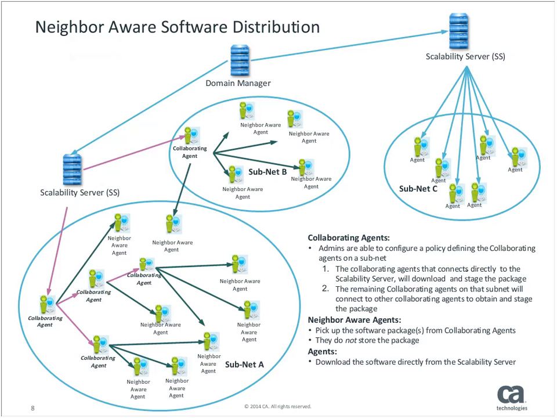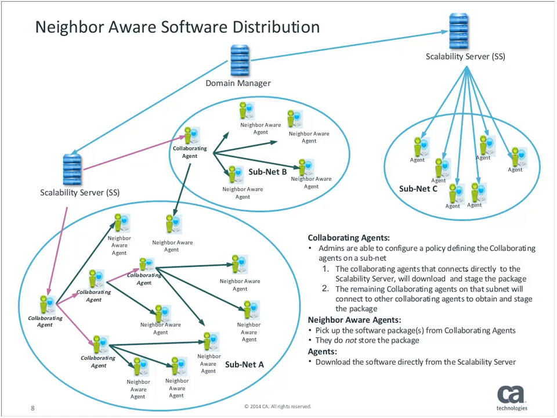So I was going to start with the picture, and then I'll take you through how to configure the neighbor-aware software distribution. So in this particular graphic, subnet C, which is in the upper right corner of the screen, let's just say those are your production e-commerce servers. That's where you host your e-commerce website. You would not want to configure collaboration and neighbor-aware software delivery on those production servers because you have a very strict change request policy for those servers. So you wouldn't configure any agents on that subnet to be collaborating agents.